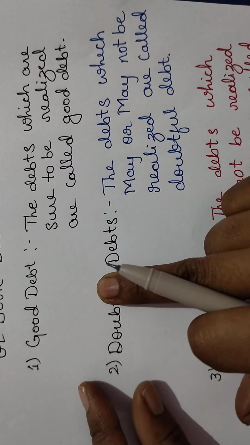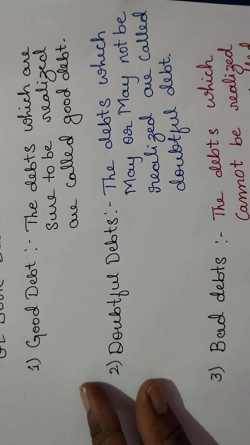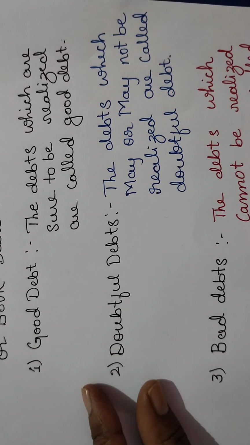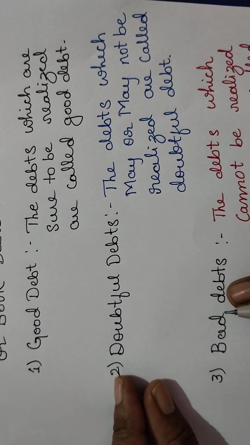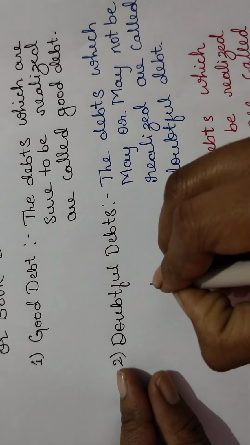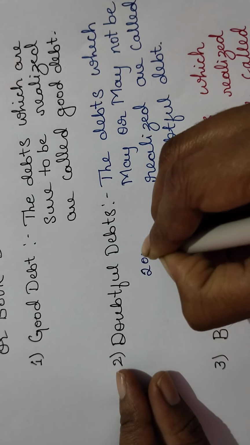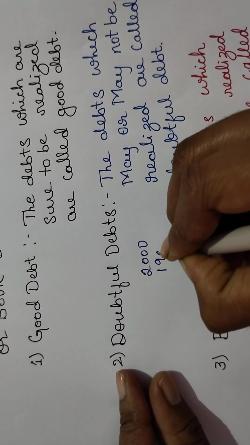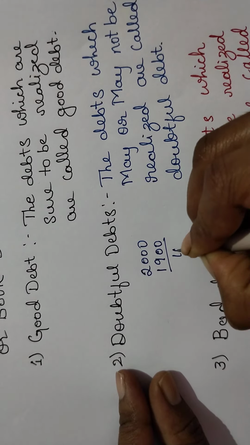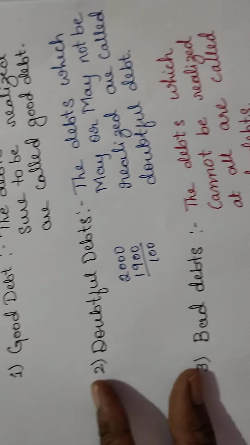Good debt means whatever amount you have given, that whole amount you are going to realize. You are going to get it back from your customer. That's why it is called good debt. Doubtful debt means the amount may or may not be realized. Example, the customer is supposed to pay 2000 to you, but he paid only 1900. 100 rupees is doubtful. You may or may not be receiving it.